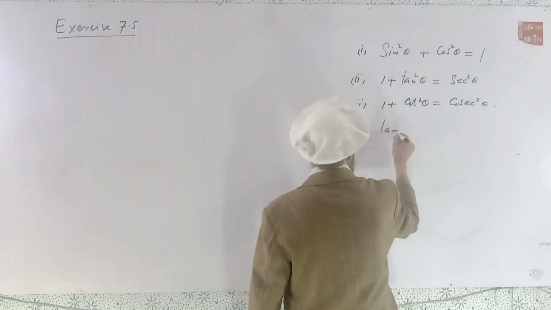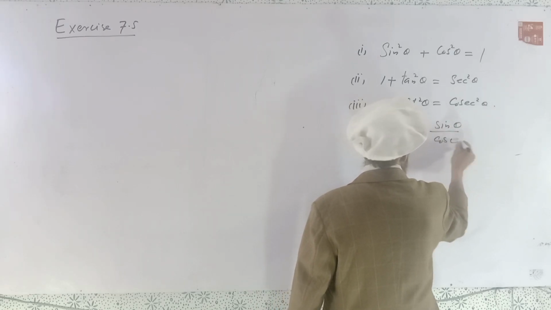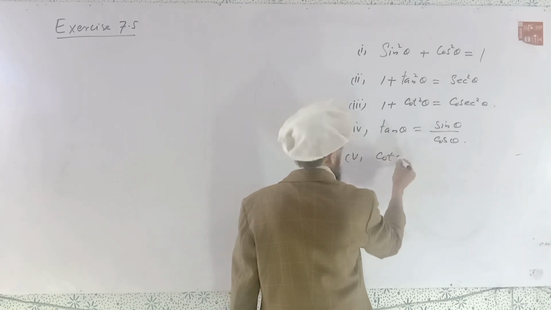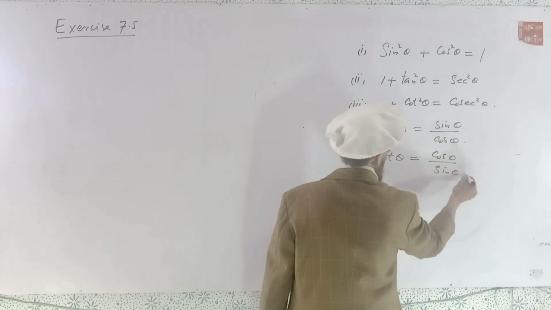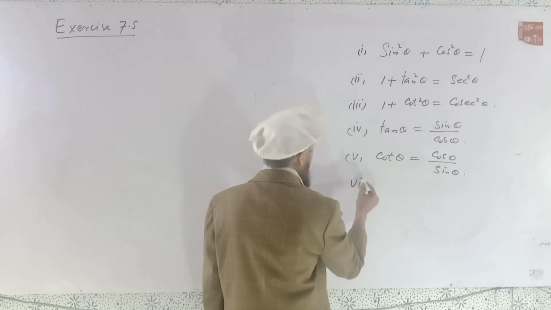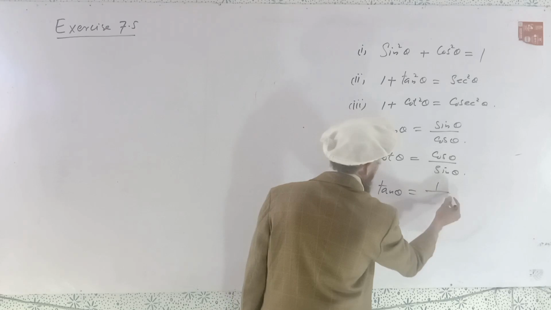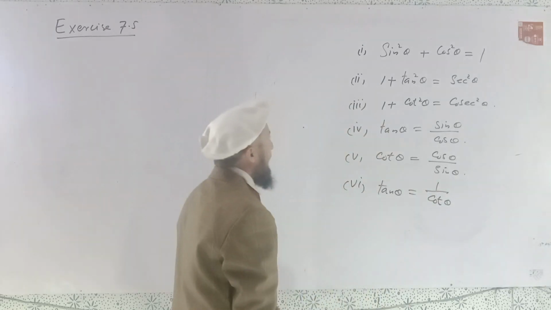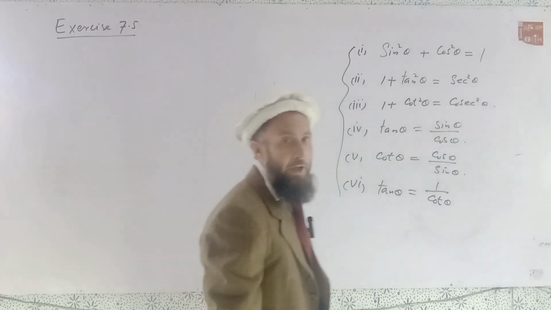And tangent theta is equal to sin theta divided by cos theta. And number 5, cotangent theta is equal to cos theta divided by sin theta. Or we can say that here tangent theta is the reciprocal, 1 over cotangent theta. These are some important formulas we are using in the trigonometric identities.